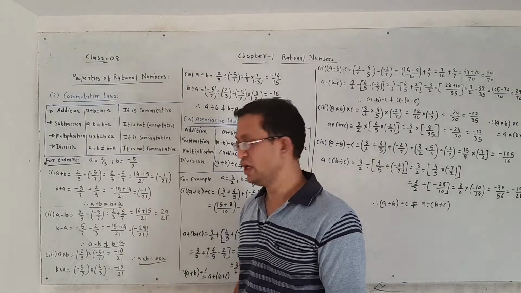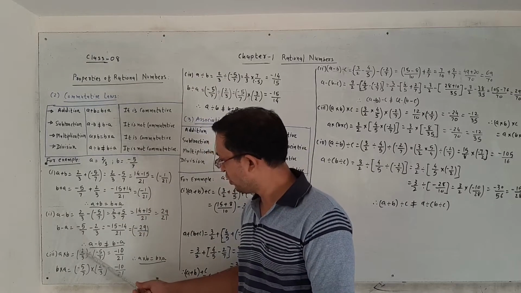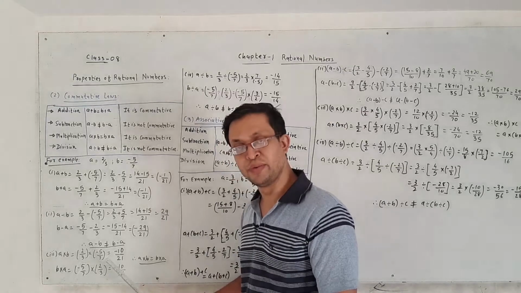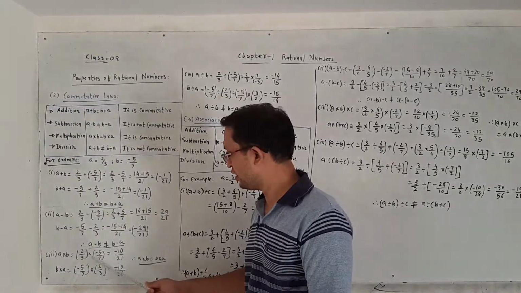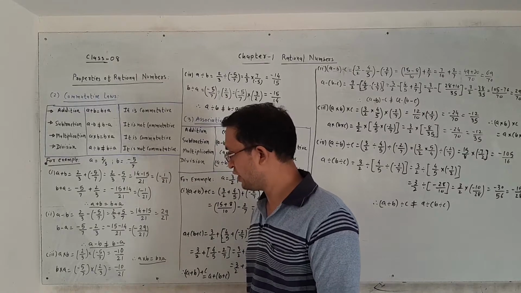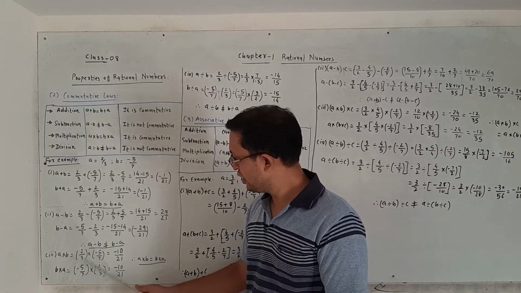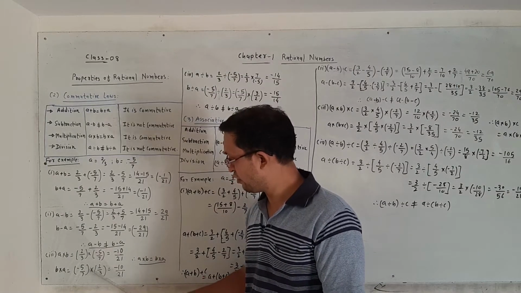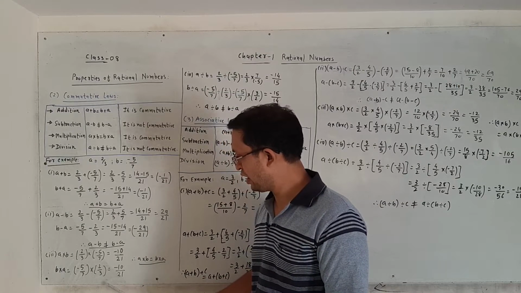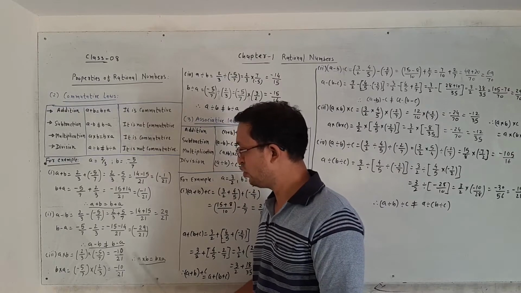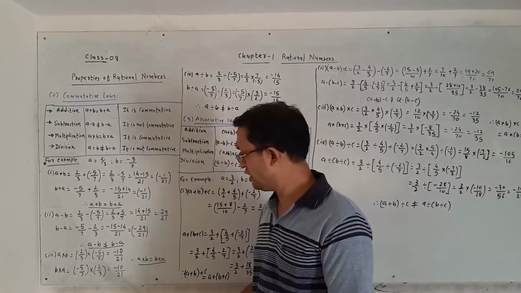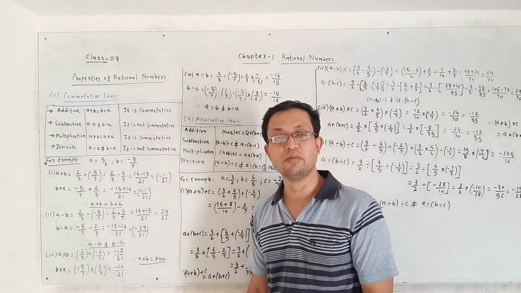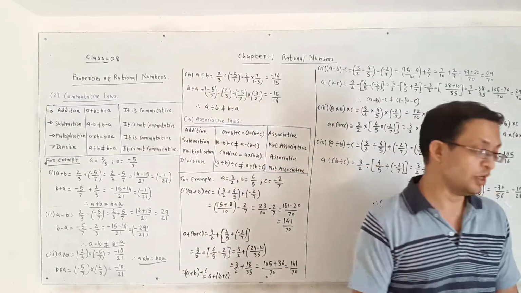Third, for multiplication, a multiply b, 2 by 3 multiply minus 5 by 7, multiplication of numerators and multiplication of denominators, minus 10 by 21. Similarly, b multiply a, minus 5 by 7 multiply 2 by 3, same, minus 10 by 21. Both results are equal. Therefore a multiply b is equal to b multiply a.